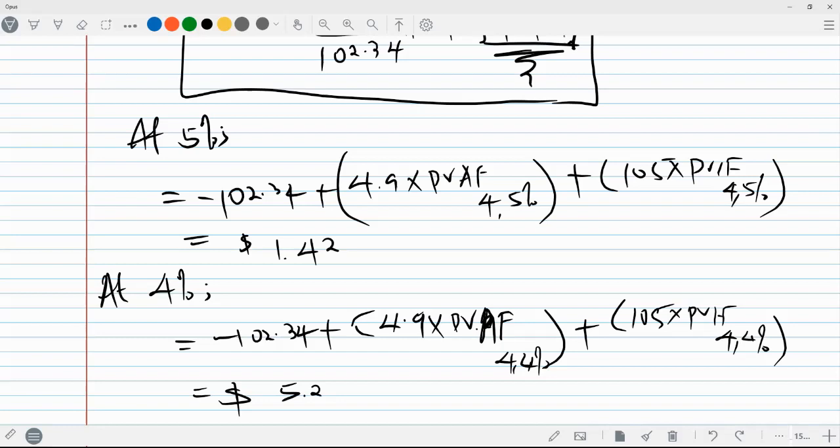I think we should have increased the rate, not decrease it. Yes, let's increase the rate because this was a positive. We need to increase it. Let's increase it to 6%. So here, this is 6%. This is 6%.